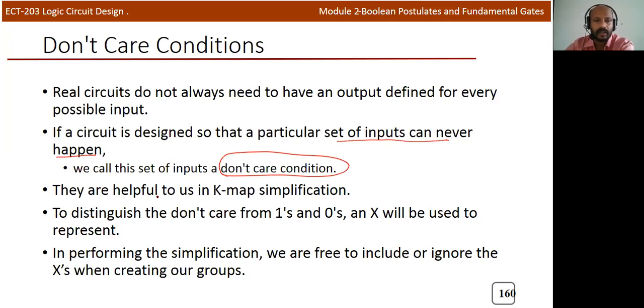It's actually useful in simplification of K-map. And to indicate that don't care condition, normally we will use the letter X. So 1 for the function value, 0 for another case, and for the third case we will use X. Some textbooks also use the letter phi. And it's not compulsory that we need to include this don't care condition in a group of 1s. Either you can consider it for the simplification part, or sometimes we will omit that particular one. Okay, we'll see one example.